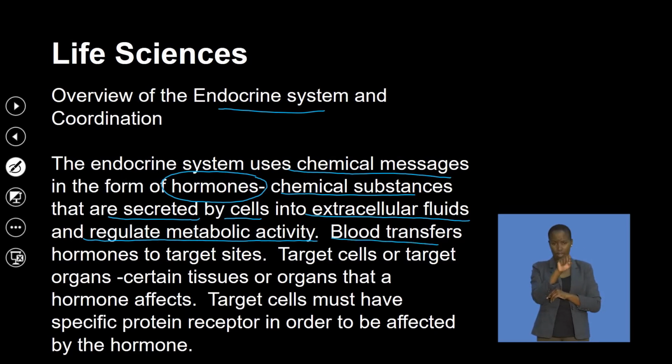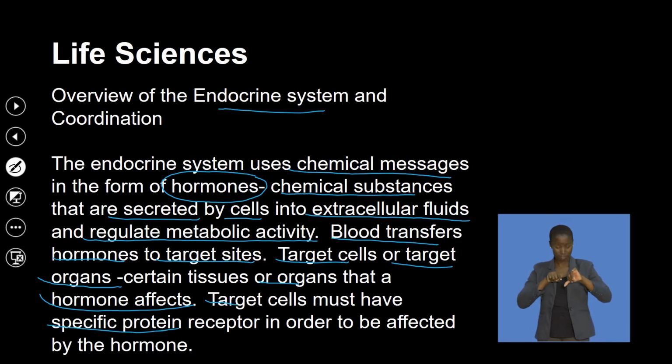Blood transfers hormones to the target cells at a much slower rate. The target cells or the target organs will respond to the hormones that are being produced. The target cells must have a specific protein receptor in order to be affected by the hormones.